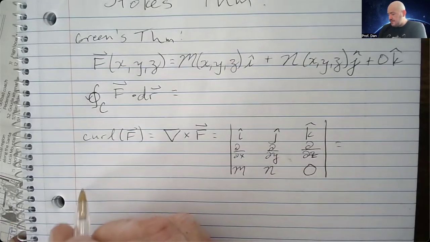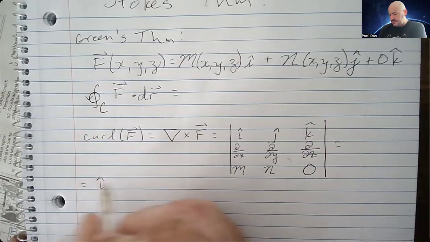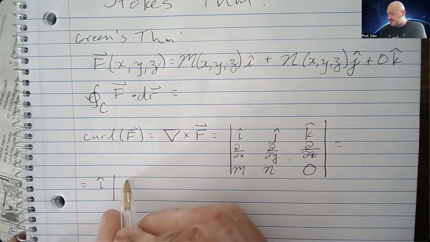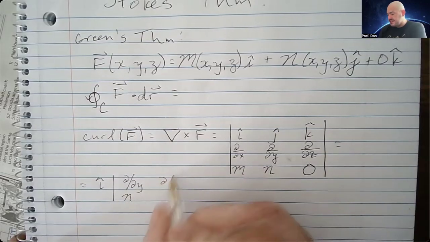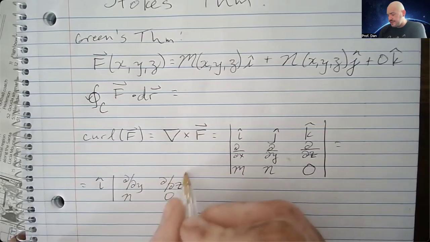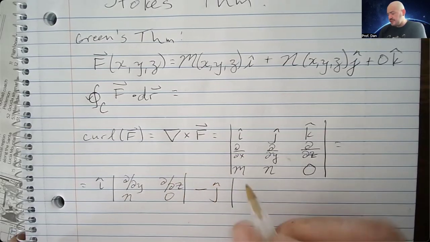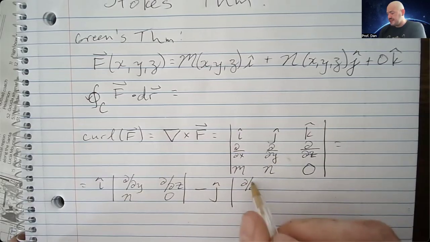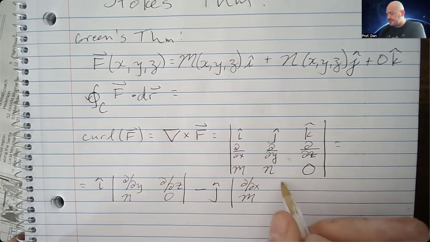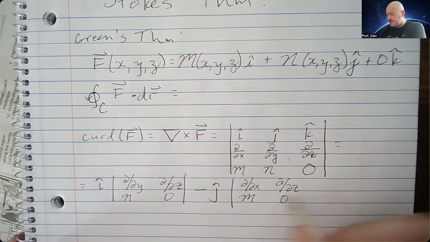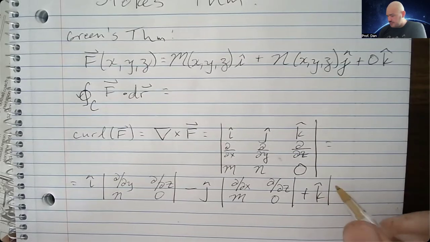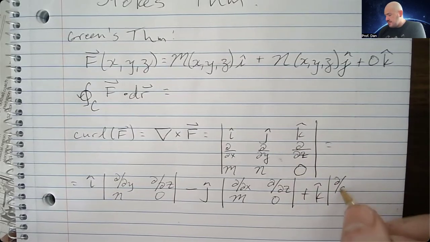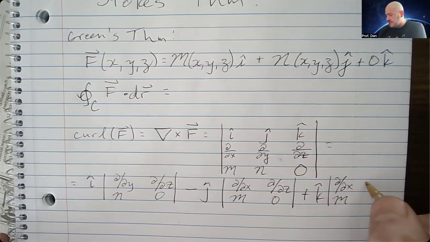Now, when I go and actually expand this out, remember you have i times the determinant of this 2x2, partial with respect to y, n, partial with respect to z, 0. Minus j times the determinant of this 2x2, partial with respect to x, m, partial with respect to z, 0. And finally, the k component, the unit vector k multiplied by the 2x2 determinant, partial with respect to x, m, partial with respect to y, n.